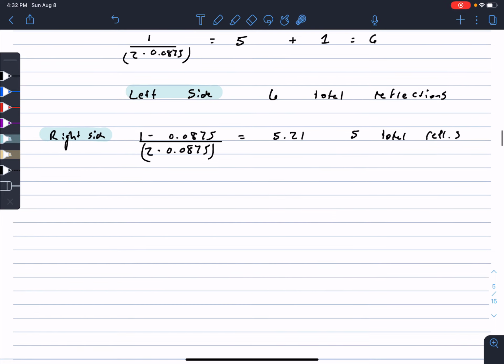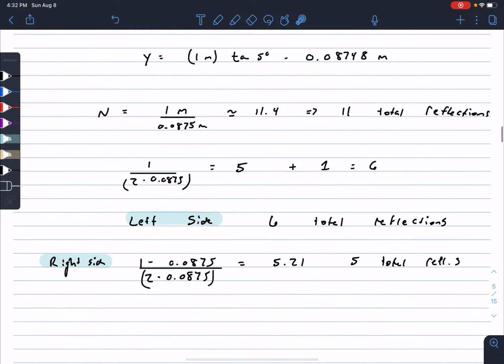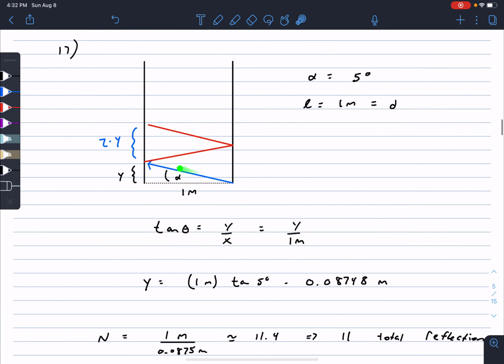So on the left side, we have 6 total reflections. On the right side, we have 5 total reflections, for a total of 11 total reflections, and that makes sense, right? Because the first reflection is on the left, and then it goes up. All right.